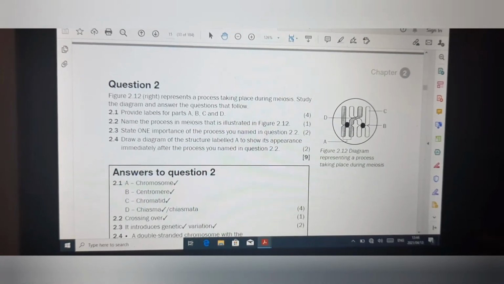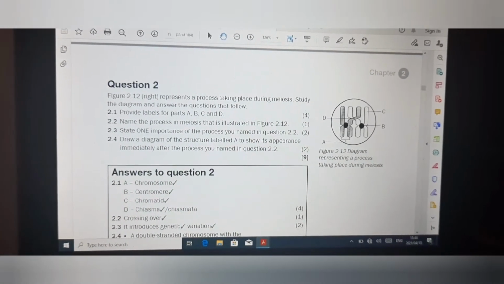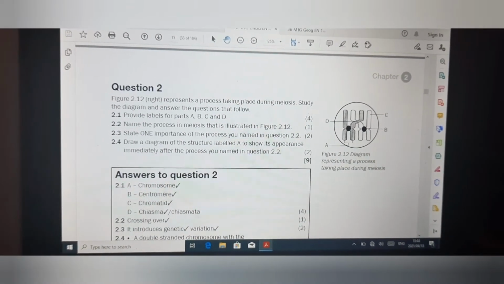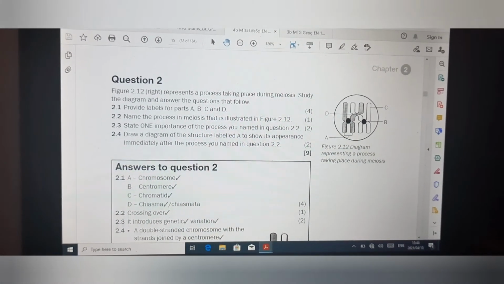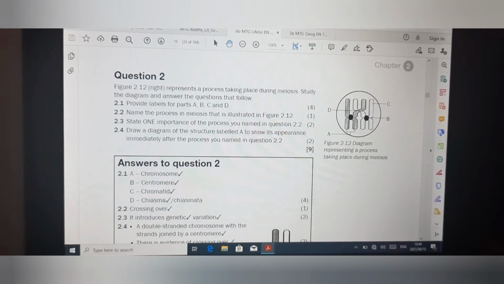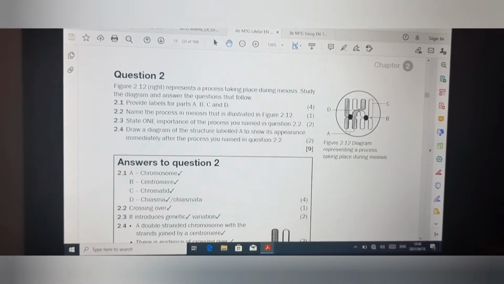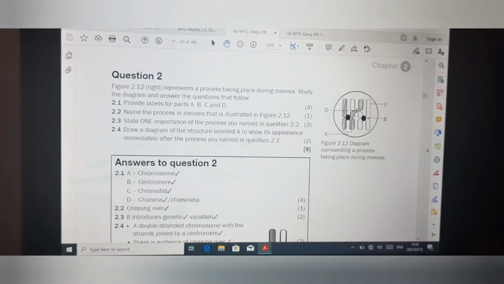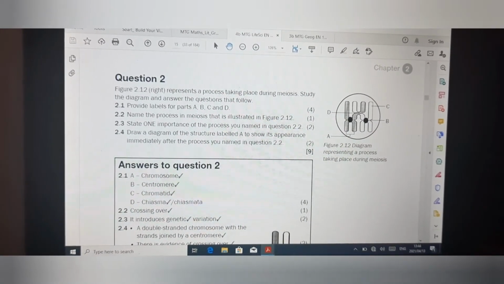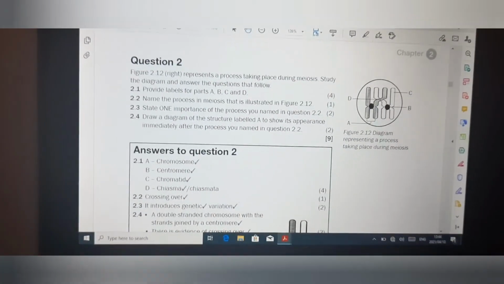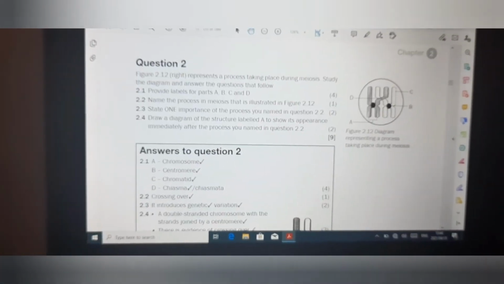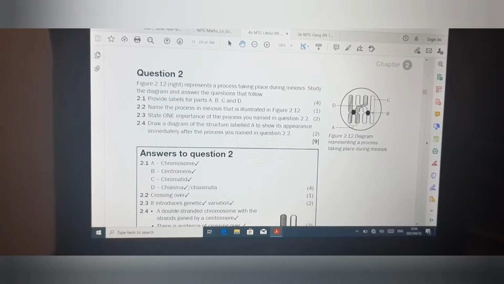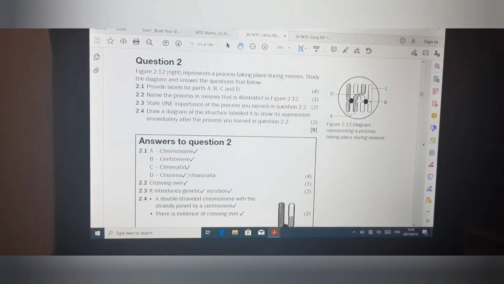Name the process in meiosis that is illustrated in 2.1.2. It's the crossing over. State one importance of the process you named in question 2.2. It introduces genetic variation. I have also given you a couple of points for this one, so all you need to do is remember all of them and then give those that you're asked to give.